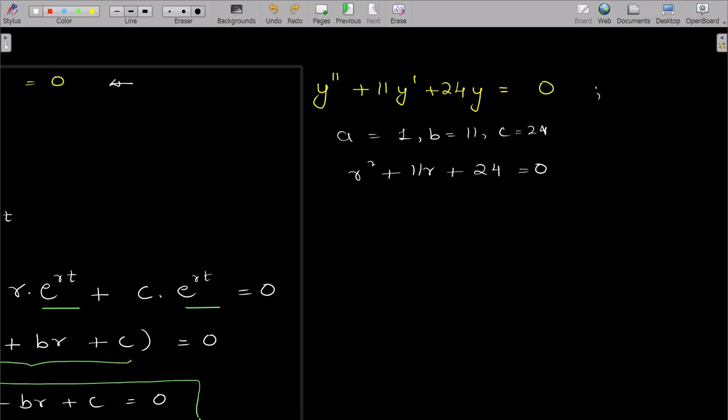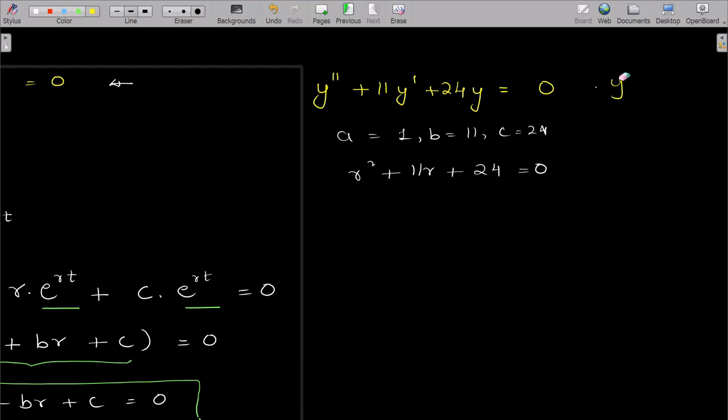So I got negative 11 plus or minus 5 over 2, which gives me negative 11 plus 5 is negative 6, divided by 2 is negative 3, or negative 16 divided by 2 equals negative 8. So what are the two values? Negative 3 and negative 8, yes.